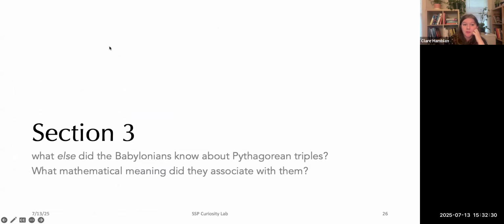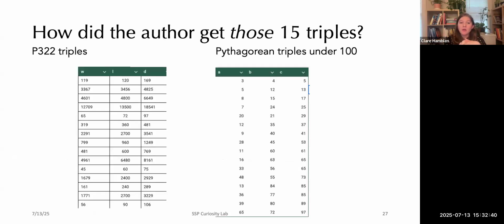That's pretty significant. We start to ask, what else did they know about triples and what mathematical meaning did they associate with those triples? And to explore that, we're going to start with, how did they get those triples? So here I've reorganized. This is the two legs, W and L, the calculated value L, and then the diagonal, so they're in order from least to greatest. These are the triples from Plimpton 322.